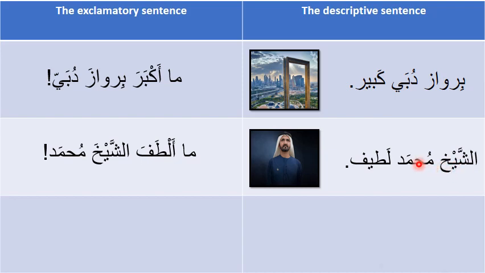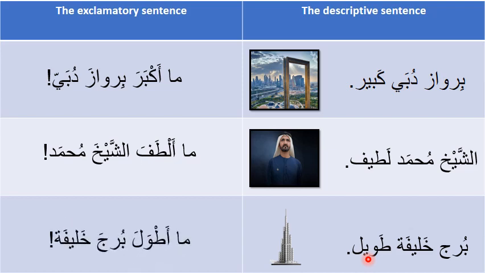The third example, برج خليفة طويل. برج خليفة is really tall. Start with ما, change طويل into أطول, and then swap between the exclamatory form of the adjective and the noun, which is برج خليفة. Remember always the exclamation mark at the end of the sentence.